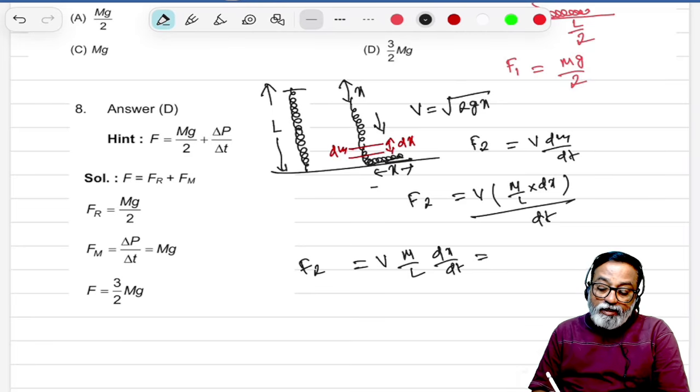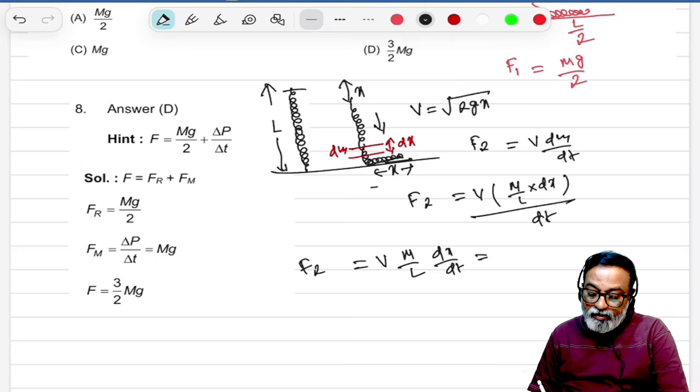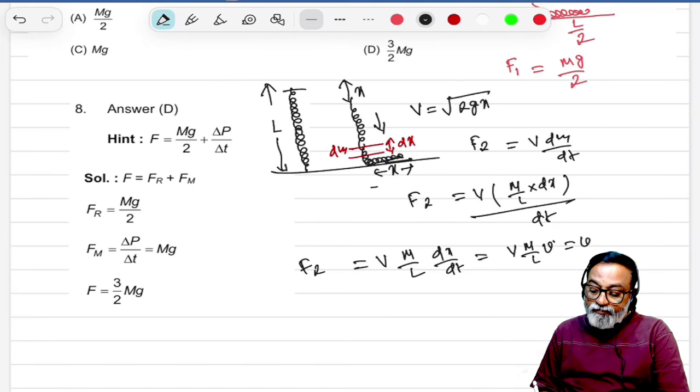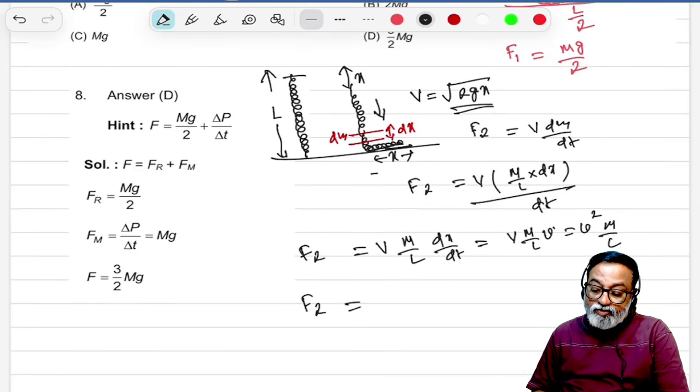The total remaining length L minus x is moving with the same velocity v. Therefore, dx by dt is v. Therefore, v into m by L into v, that is v squared into m by L. Therefore, here F2 is equal to, v is the square root of 2gx, so v squared is 2gx into m by L.